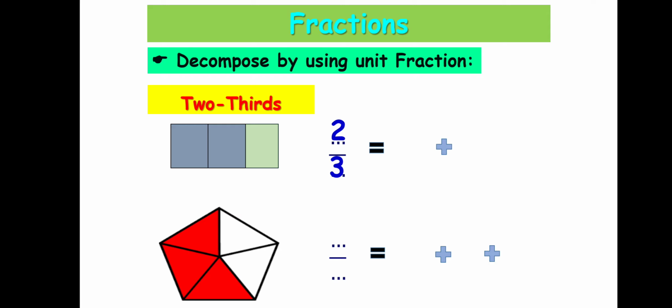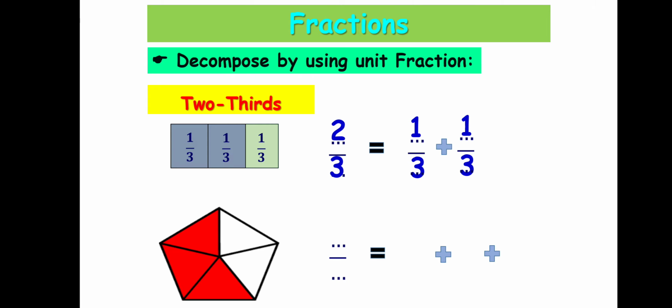2/3 means how many unit fractions? Look here, I have 1 over 3, and this one is 1 over 3, and this one is 1 over 3. But here I took only 2. So 2 over 3 equals 1 over 3 plus 1 over 3.